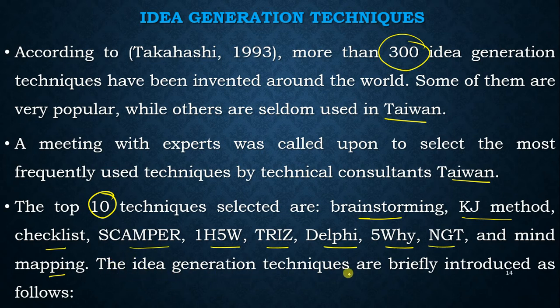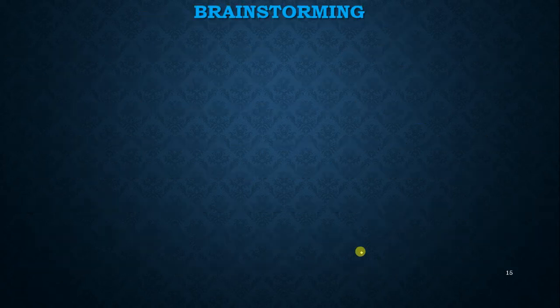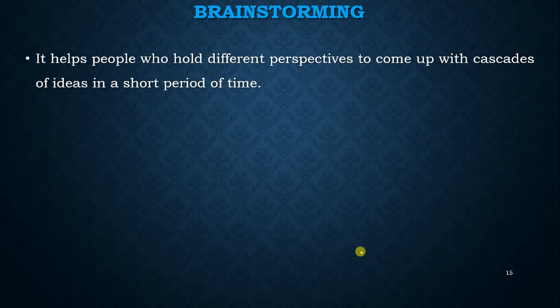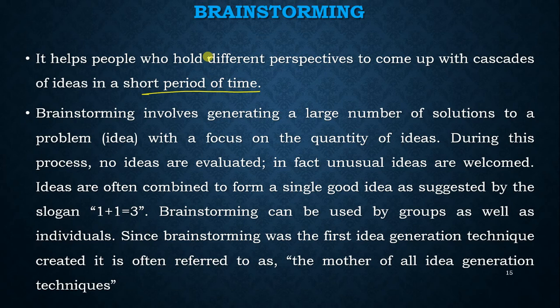The idea generation techniques are briefly introduced as follows. These all idea generation methods are briefly described below. Brainstorming. What is brainstorming? It helps people who hold different perspectives to come up with cascades of ideas in a short period of time. So it's like a cascading, and when there are different perspectives on a particular concept, then we are going to use brainstorming.